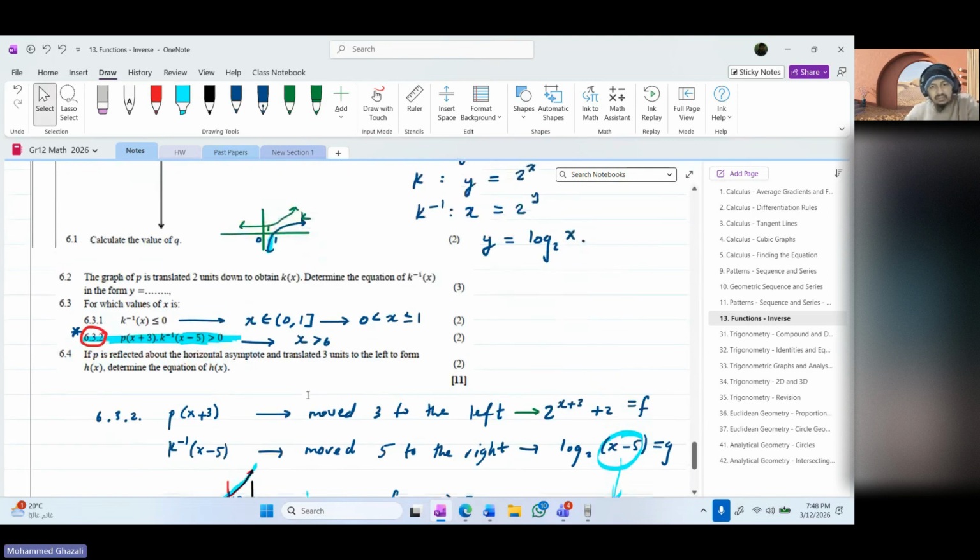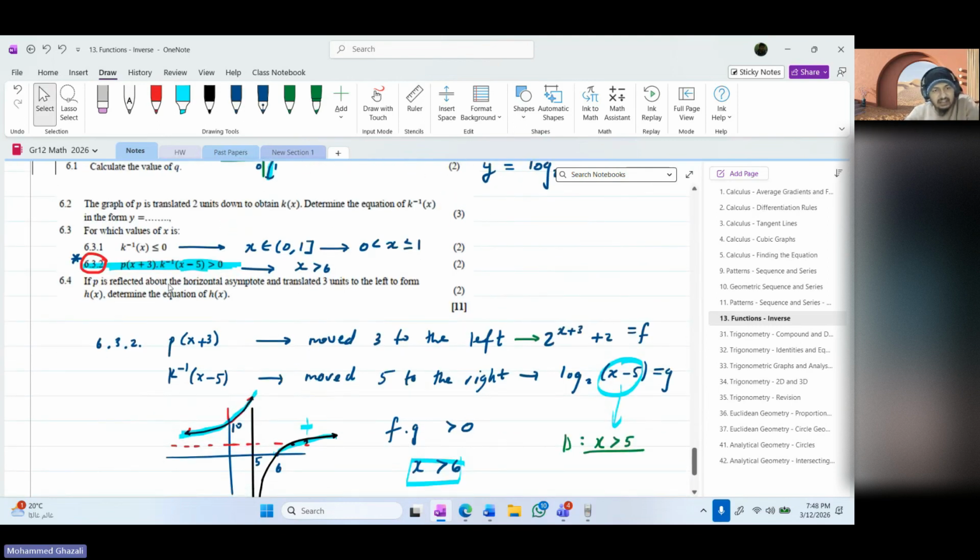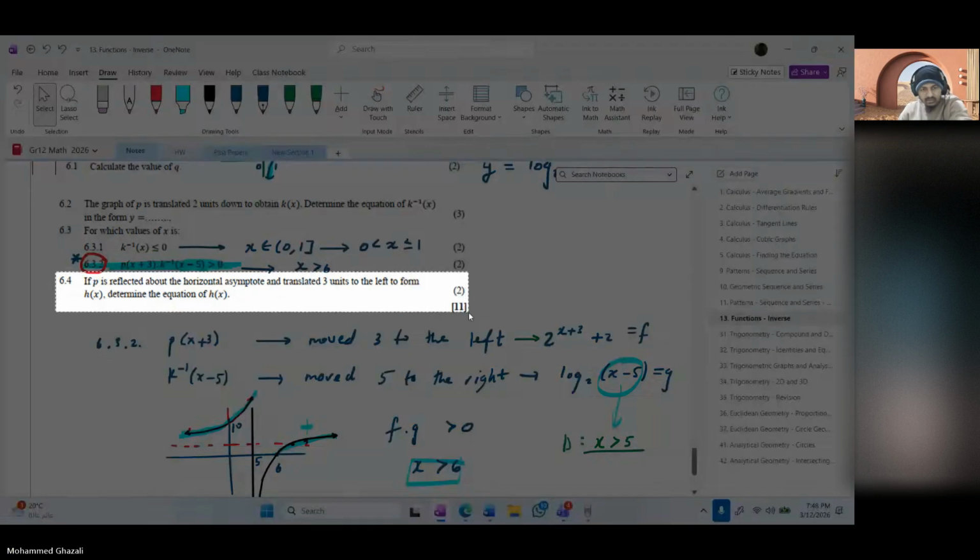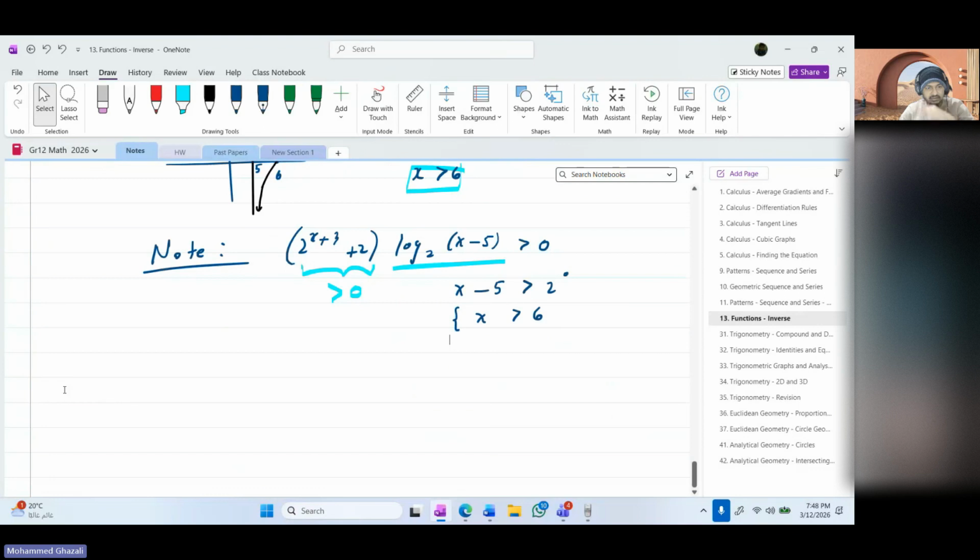Very challenging question. Next one: if P is reflected about the horizontal asymptote and translated 3 units to the left to form h of x, see what this question is asking us for. Remember what the function P was?